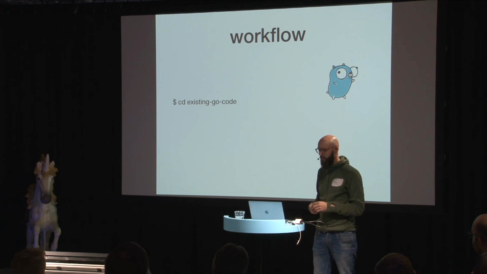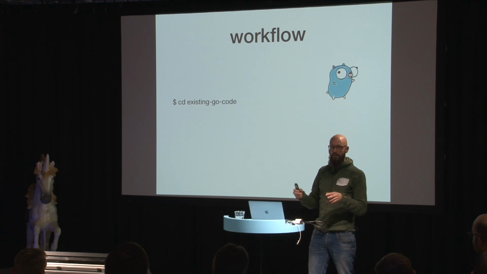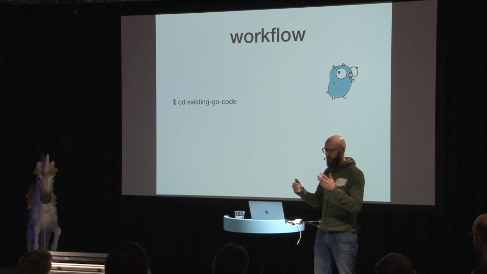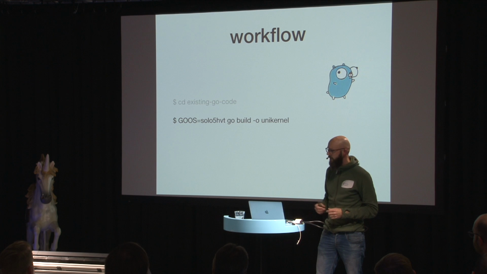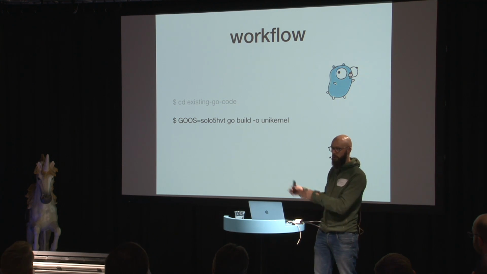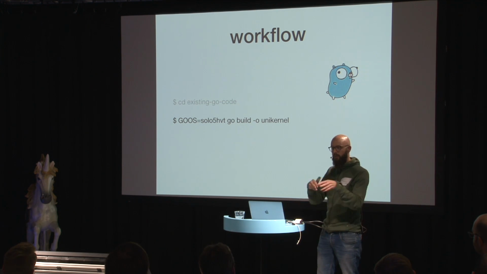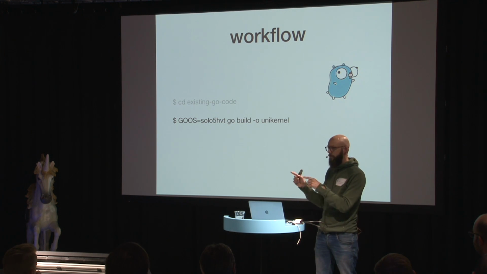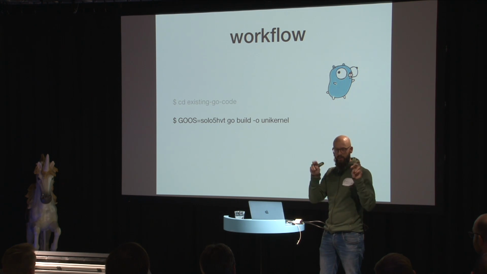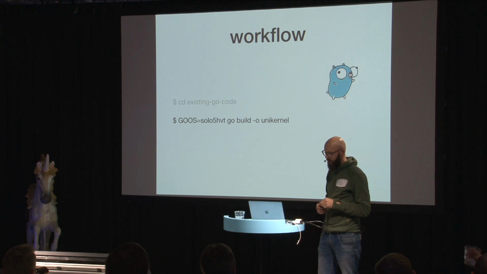So, with all that theory said, here is the workflow that I intend to be able to use at the end of this project. I want to be able to go into any existing Go project, just download that code, and compile it. So that's go build, just as normal. I want to output it to this unikernel. Normally it's a binary that you run on your Linux or Windows. Now it's a unikernel. And in order to compile the right support in, I will specify this hypervisor as my target operating system, this GOOS variable.